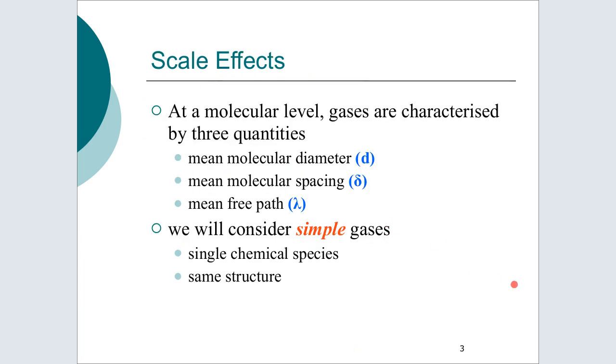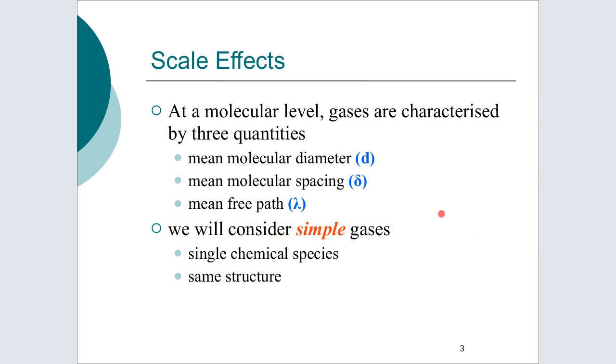Right, so let's start by looking at the discrete nature of the fluid. Gases are quite useful in this regard because they're relatively simple. Liquids are much more complicated, with much larger molecules and much more complex molecular interactions. So we consider simple gases that have a single chemical species and the same structure, and the easiest thing is just a sphere, treated like a billiard ball or a ball bearing. That's the simplest way we can treat a gas.